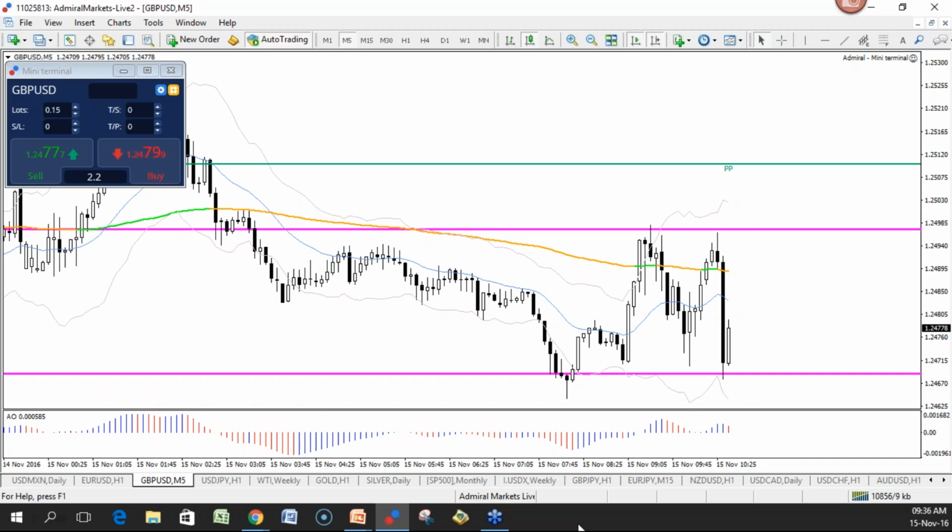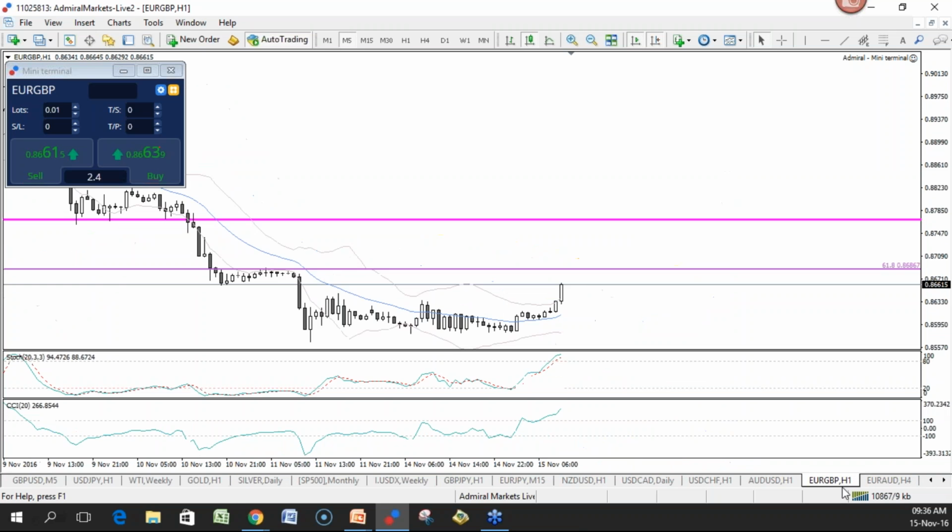But if the pound is moving up, down, and the Euro is moving up, that means the Euro pound is really making a big rally at this moment.